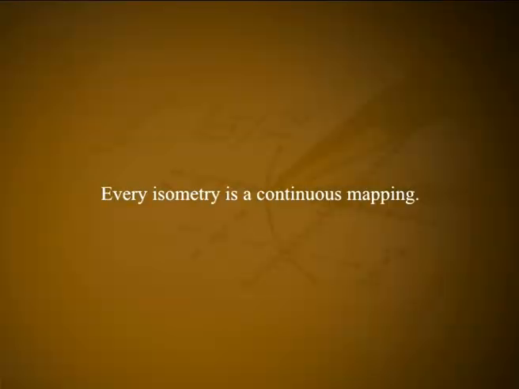Let (X, d1) be a metric space, Y be a non-empty set. Let f from X to Y be a bijective mapping. Then there is a metric d2 on Y such that (X, d1) and (Y, d2) are isometric. Every isometry is a continuous mapping. Metric spaces (Xi, di) for i equal to 1, 2, 3, etc. up to n are separable metric spaces if and only if their product metric space (X, d) is separable.